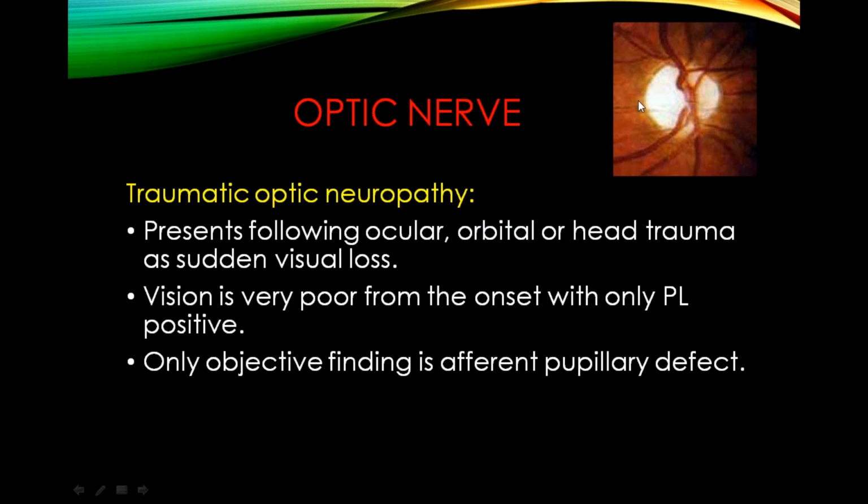When you examine the retina in a case of traumatic optic neuropathy, the disc is completely pale. It becomes completely white like this. That means the optic nerve is completely damaged, so the visual acuity will obviously be affected. All the optic nerve function tests are also gone. So this is an effect of closed globe injury on the optic nerve.